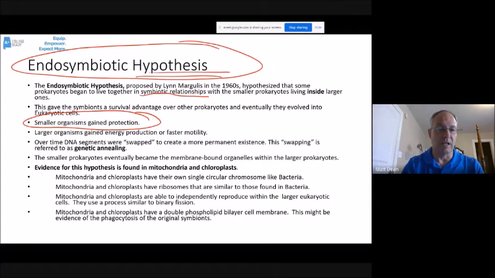A lot of times we think that chloroplasts and mitochondria started out as single-celled prokaryotes. So chloroplasts can do photosynthesis. Mitochondria can do cellular respiration, both functions that can produce energy molecules for organisms. We also think that things like the flagella started out as individual bacteria. So both the smaller prokaryotes and the larger prokaryotes gain some type of advantage. And over time, these pieces switched DNA segments, and it became a permanent kind of relationship.